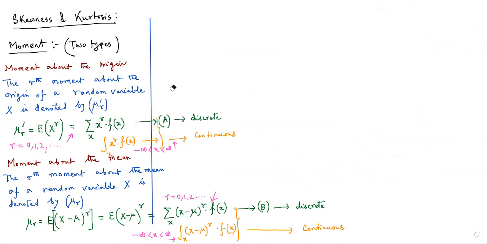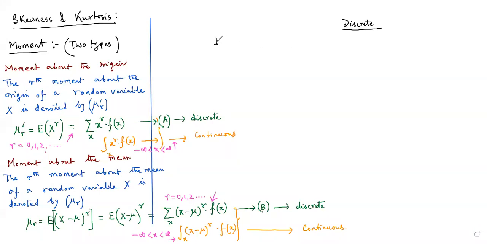Now, why am I saying that this thing is nothing new to you is because of the following fact that I'm going to explain. A few details about this moment about origin and moment about mean. Let's concentrate on the discrete case first of all.